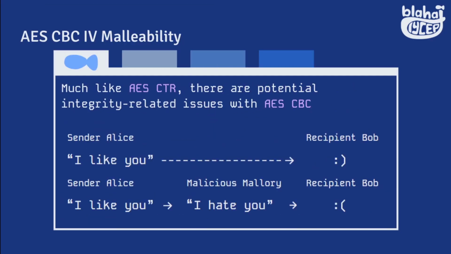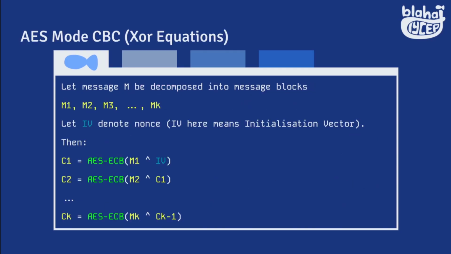Similarly to stream ciphers, there is a malleability attack on CBC. So we are going to torture Bob once again and tell him that we hate him. We are going to go through a more equation-based version of CBC first before we explain the attack.